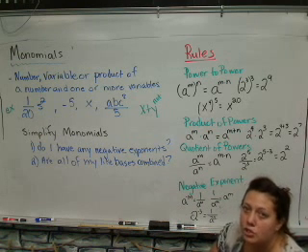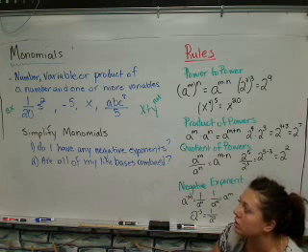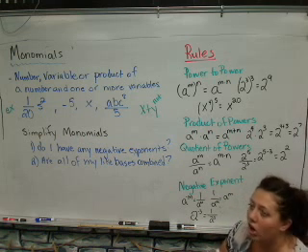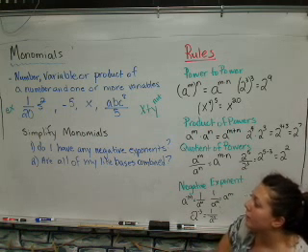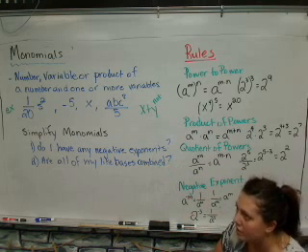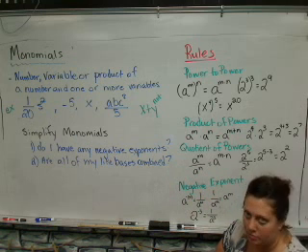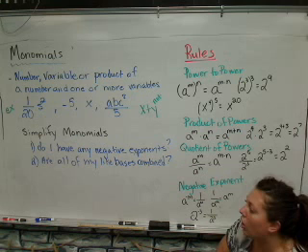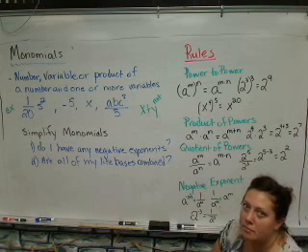And there's two simple questions you ask yourselves when you're simplifying a monomial to decide whether it's all the way simplified or not. Okay, the first question is, do I have any negative exponents? If you have negative exponents, your monomial is not simplified. And then the second question you ask is, are all of my like bases combined?